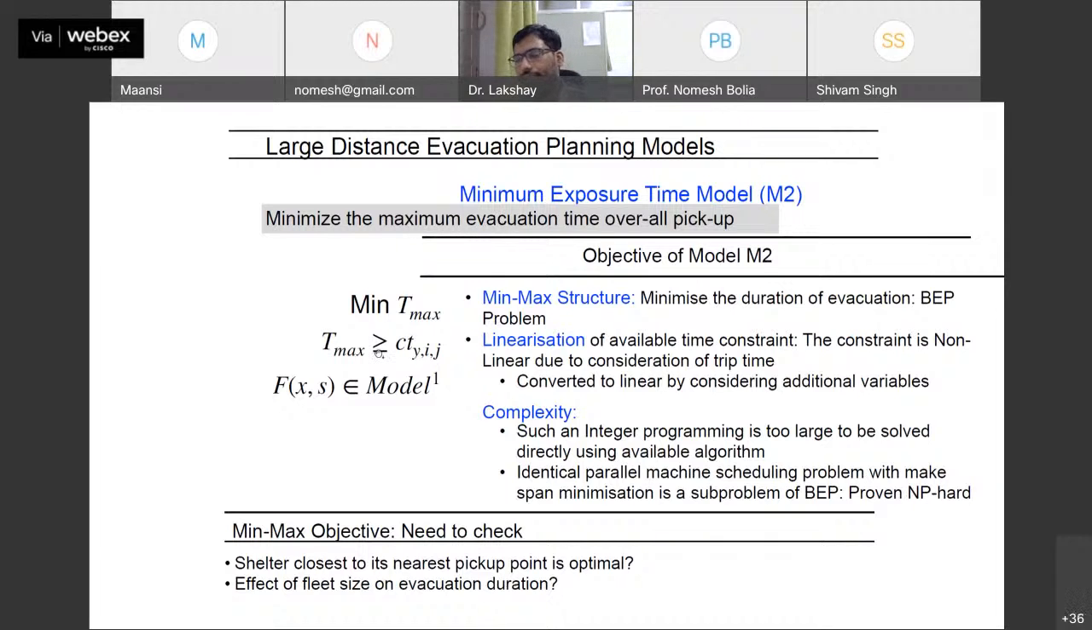Min max is generally difficult to solve. That is one of the complexities here. This min max also leads to some constraints we need to transform, and then the model was non-linear. So we have to put in some additional variables. This is one of the things we require many times in modeling.